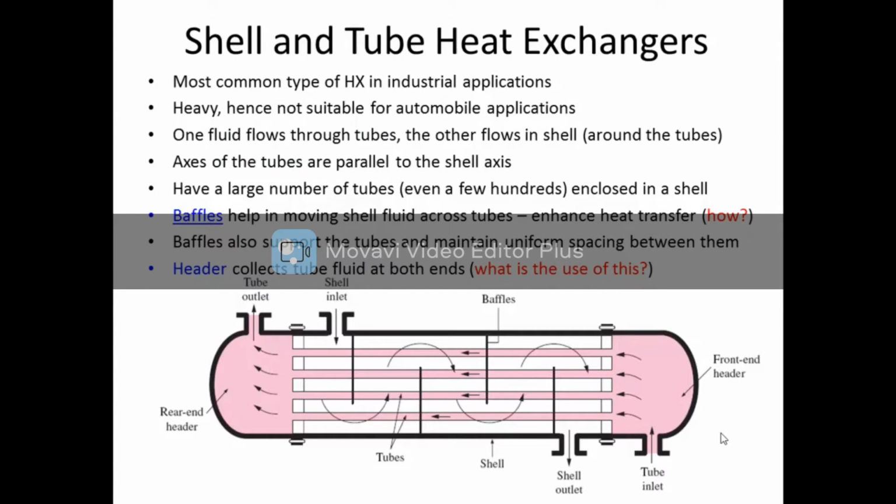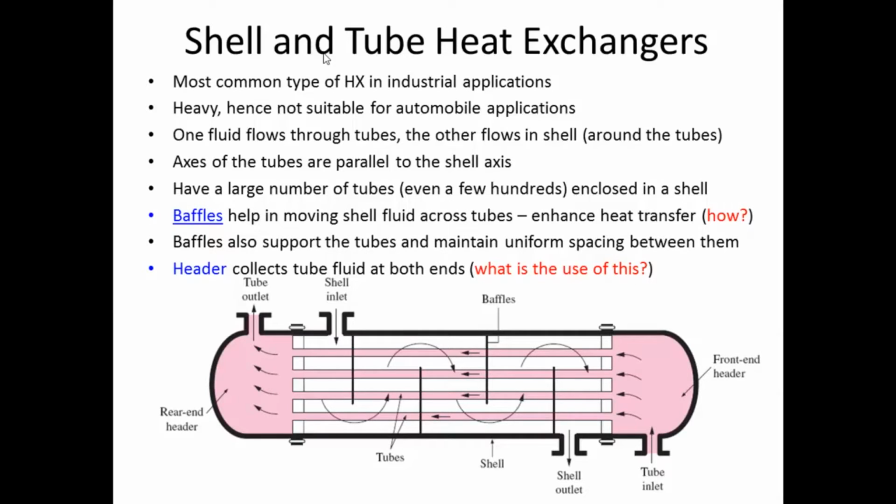An extension of the double pipe heat exchanger is what we call the shell and tube heat exchanger, which is most commonly found in stationary applications such as industries.